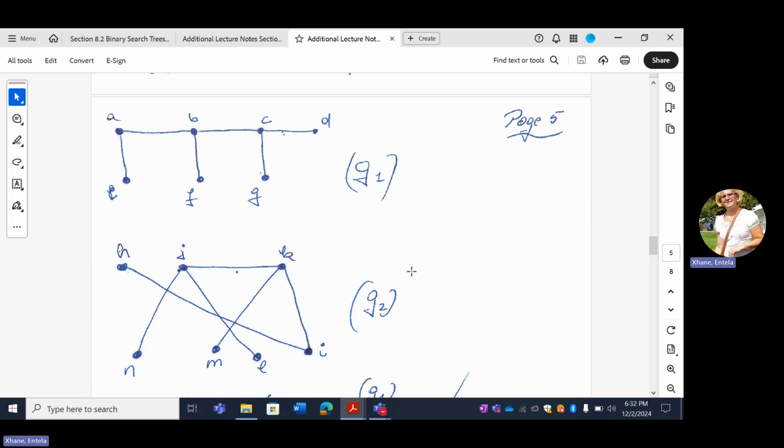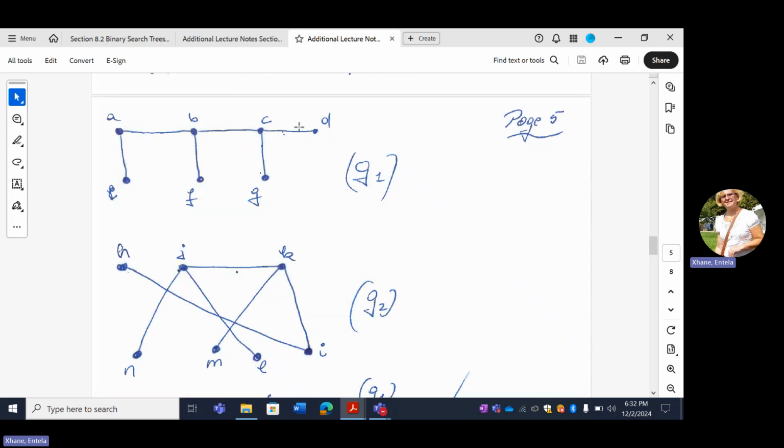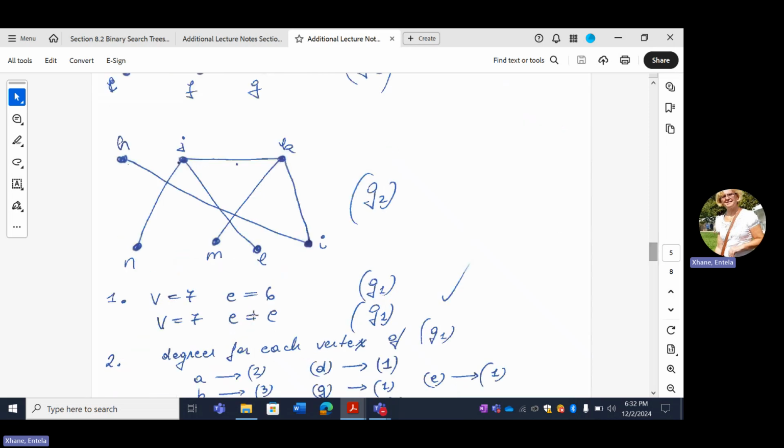But for now, let's start with how many vertices are in G1 and how many vertices are in G2. If I count, I have A, B, C, D, 4 at the top and 3 at the bottom. I have 7 vertices. And now let's look at G2: 1, 2, 3, 4, 5, 6, 7. So I have 7 vertices in G2. So the number of vertices for G1 is 7, the number of vertices for G2 is 7. So they share the same number of vertices.